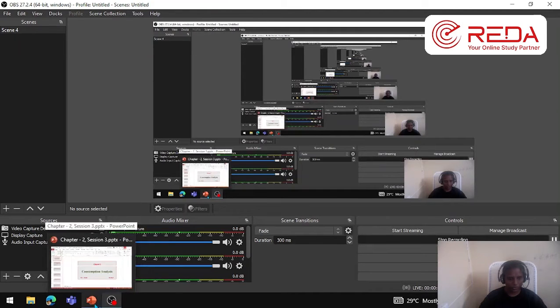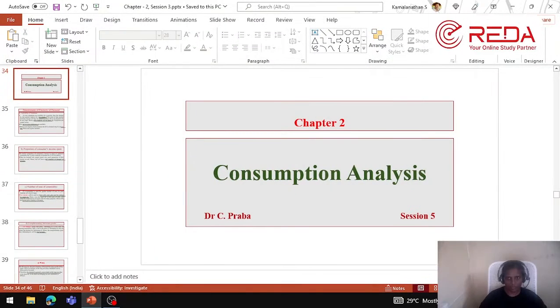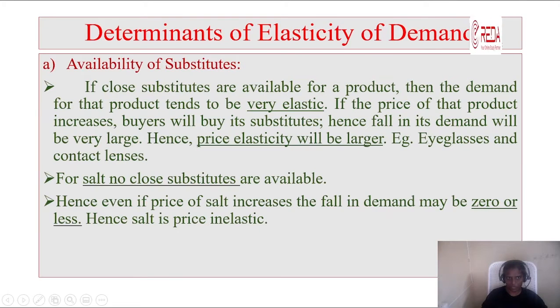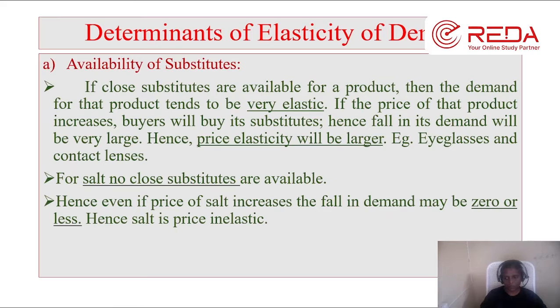So, today I will start with the same chapter number 2, consumption analysis, and this will be session 5. In the previous sessions, we have seen the law of demand and elasticity of demand. In the previous session, I told you the various types of elasticity of demand. Now I'm going to explain in detail what the determinants of elasticity of demand are.